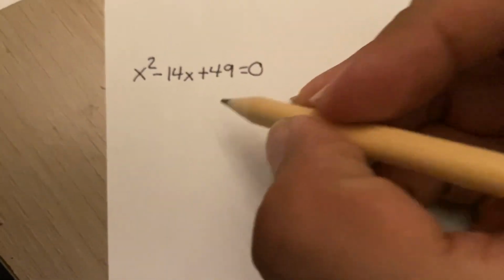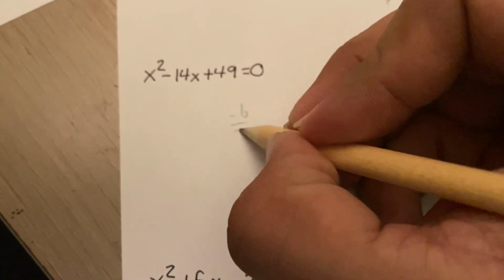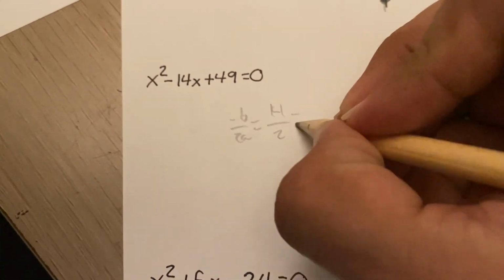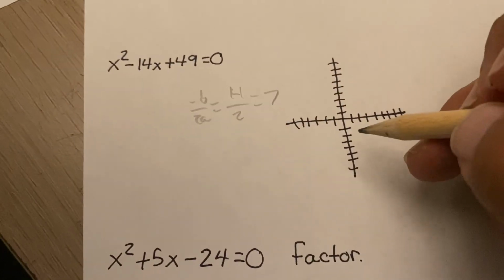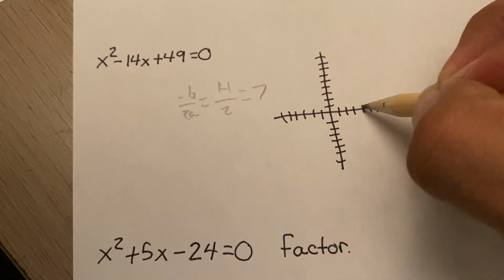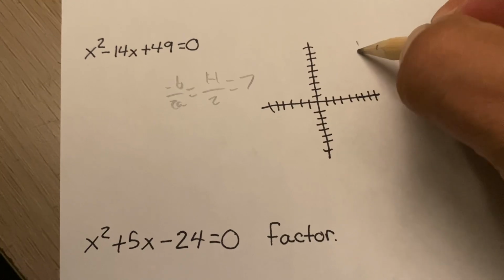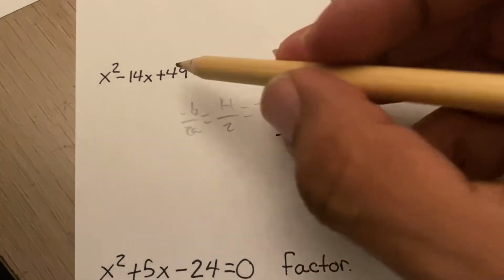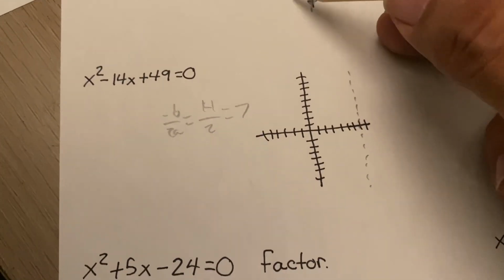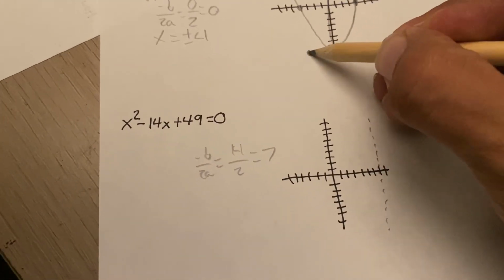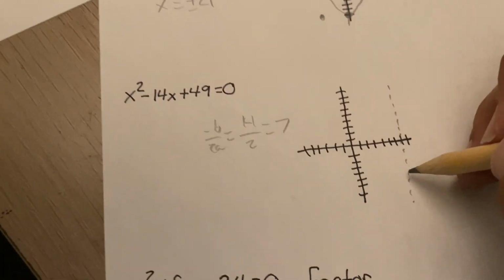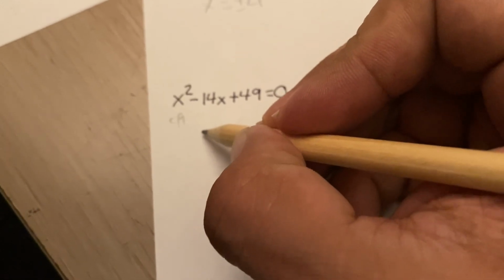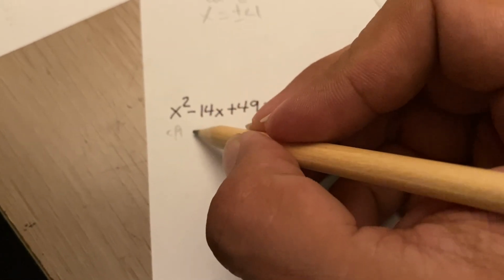Okay, now let's go to the next one. So here, negative b over 2a. Negative b is 14. 2a is 2. So we have 7. So 1, 2, 3, 4, 5, 6, 7. All right. And the y-intercept is 49, which is ridiculously up here. So let's make a random dot over here. So let's put 7 into the equation. This is going to be 49. So 7 times 7 is 49.